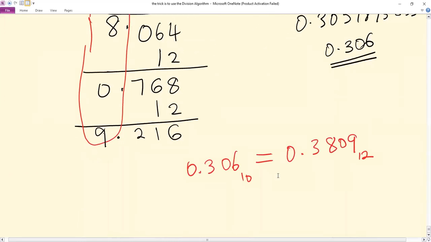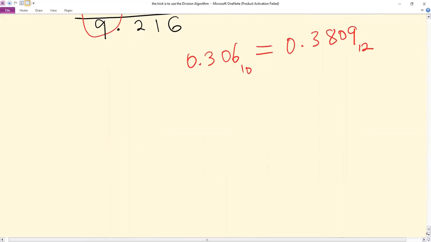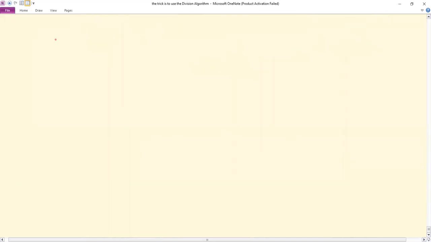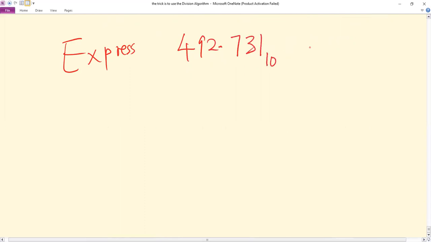And then next question, express 492.731 to base 10 into octal form.